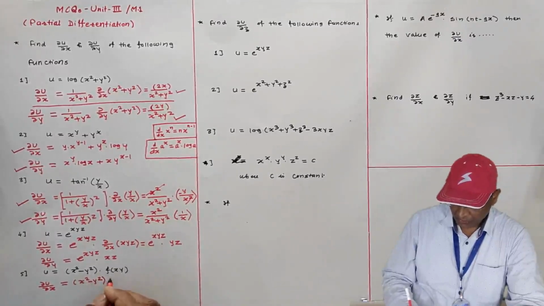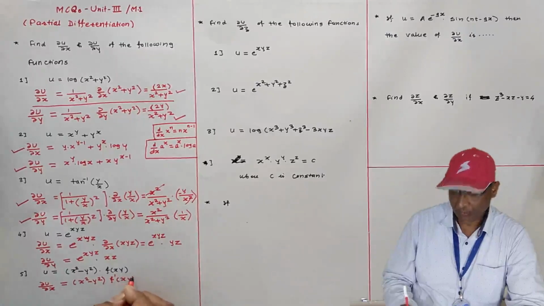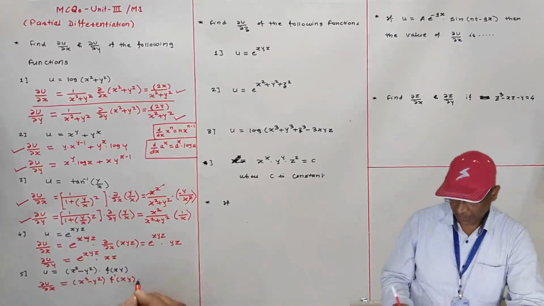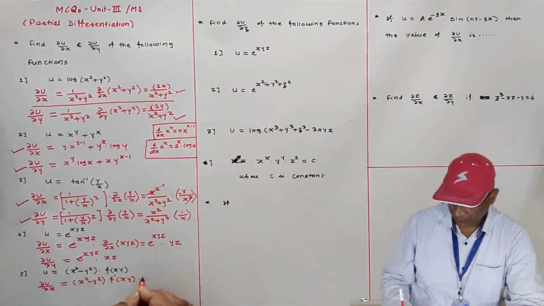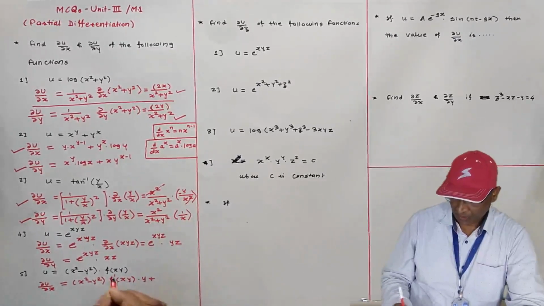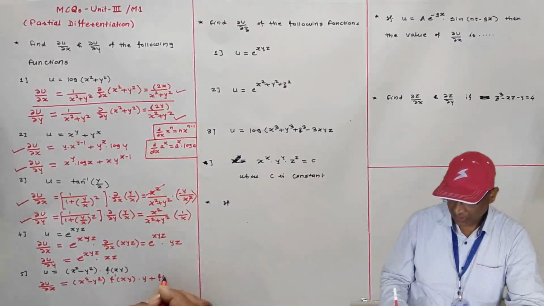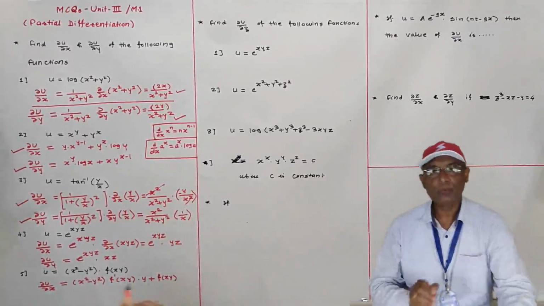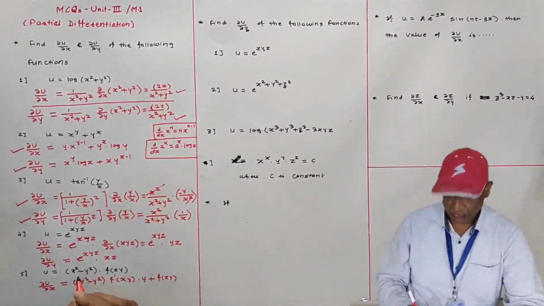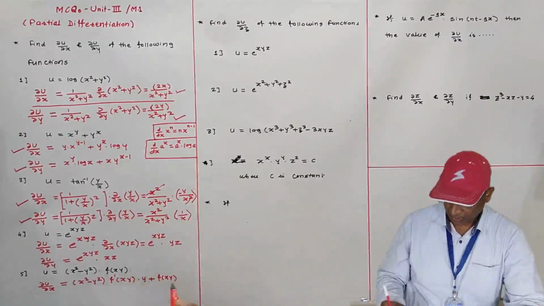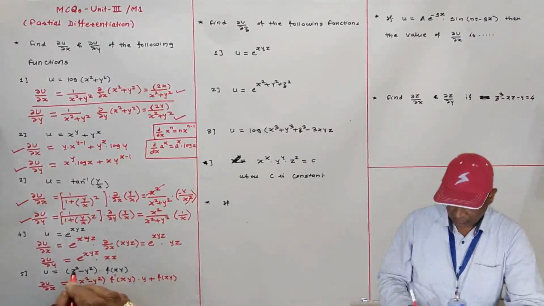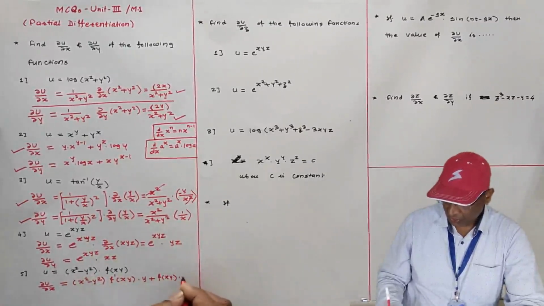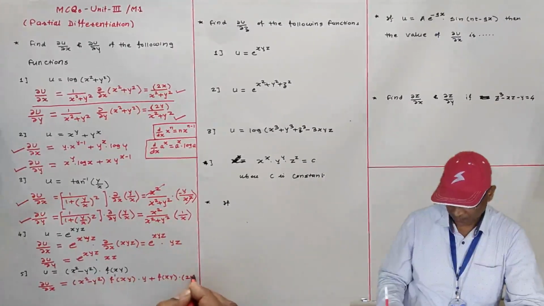Derivative of f of xy is what? How to write? F dash xy multiplied by derivative of this argument xy with respect to x, which is y, plus f of xy, second function. The u into v rule of the derivative we are using, because we have the product of two functions. Second function, and derivative of x square plus y square is what? 2x with respect to x.